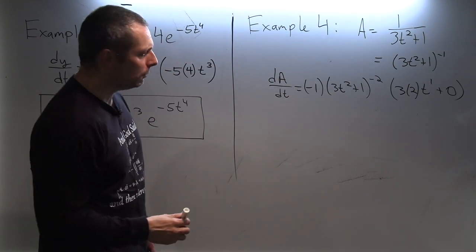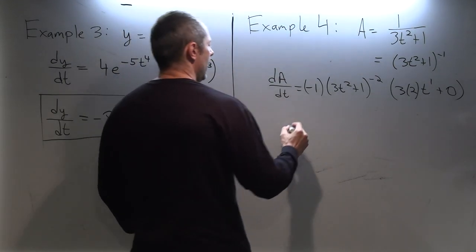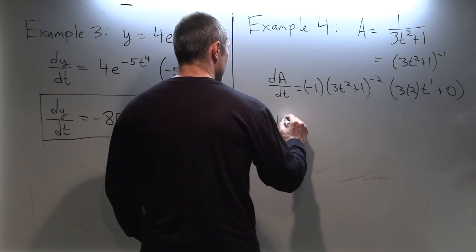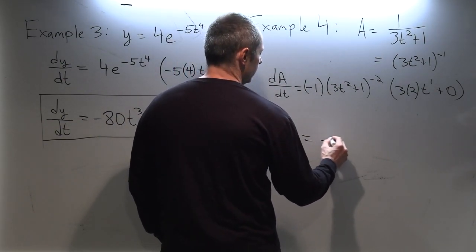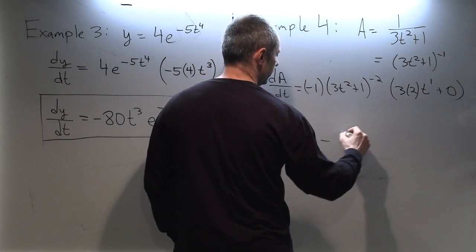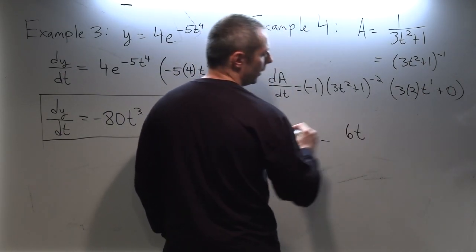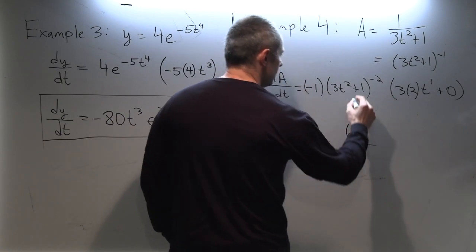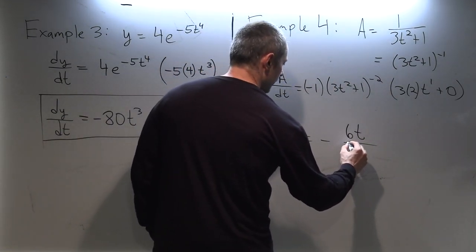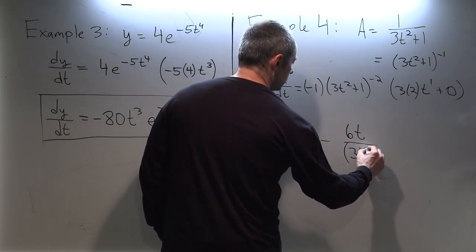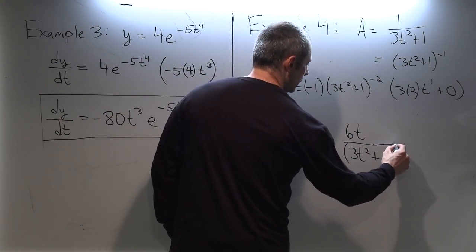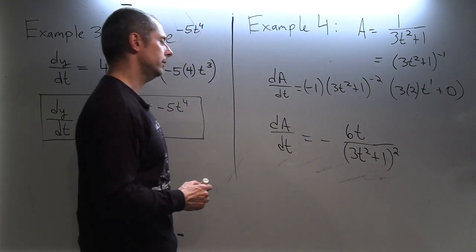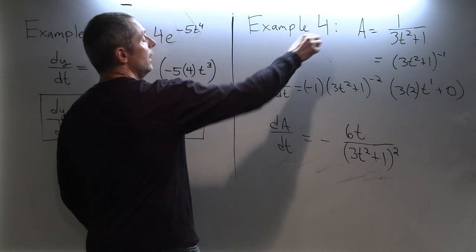All right, so now I'm going to touch this up a little bit and rewrite dA/dt. I have a negative sign, and in the top I've got 6t to the 1 power, which I could just write as 6t. And in the bottom, because of the negative power, I've got (3t squared plus 1) squared. Okay, so there is the derivative of that function.